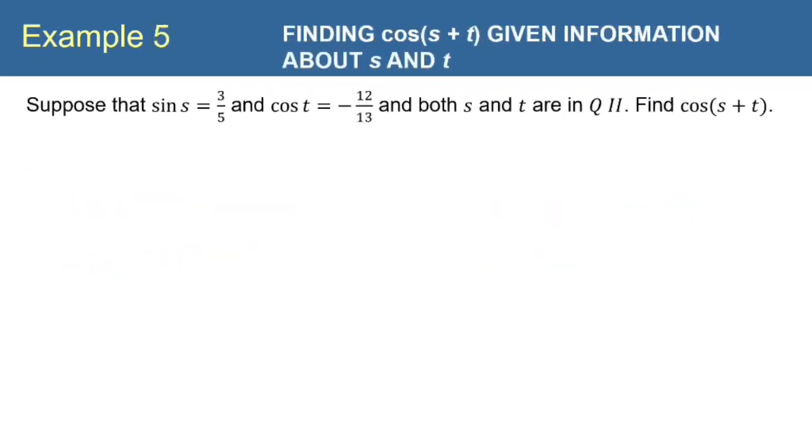And here's a little application problem for us. This is example 5. It says suppose that the sine of s is 3/5 and the cosine of t is negative 12 over 13. And both s and t are in quadrant 2. Find the cosine of s plus t.